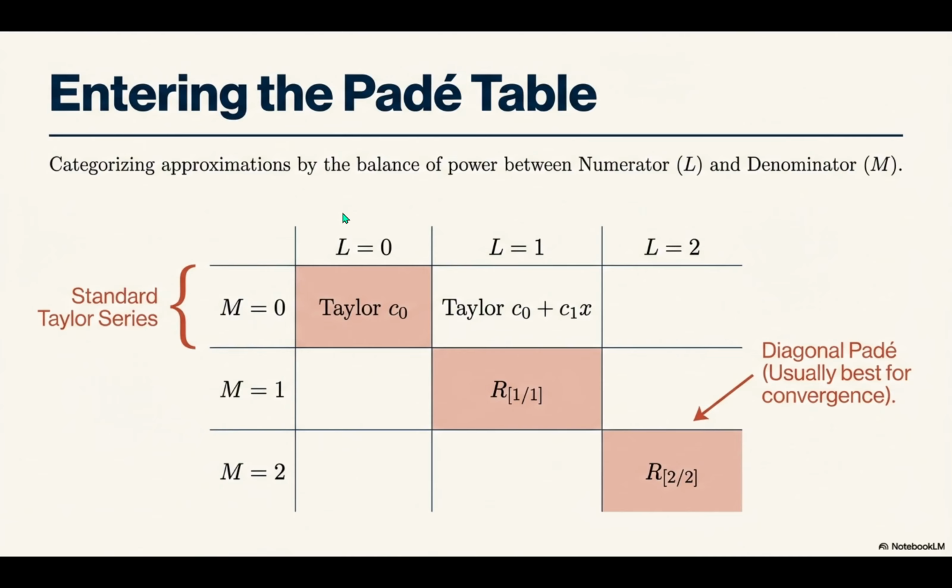Which is the diagonal Padé. The diagonal. That's where L and M are roughly equal. That is usually where the magic happens. That's where you get that Milu effect, but for complex functions.